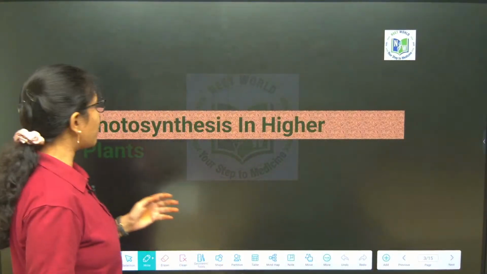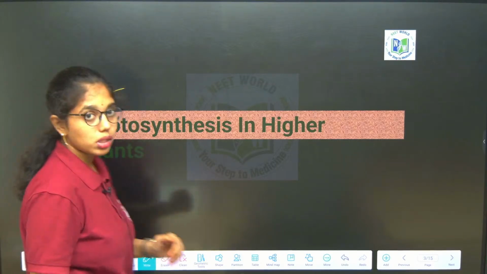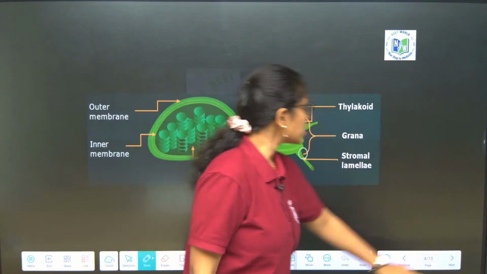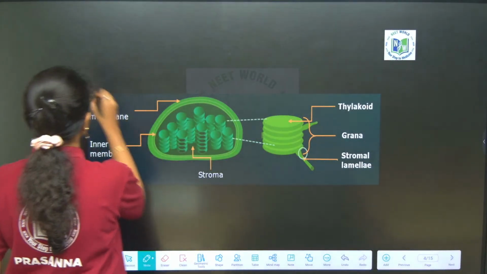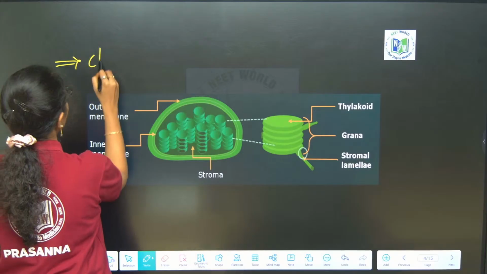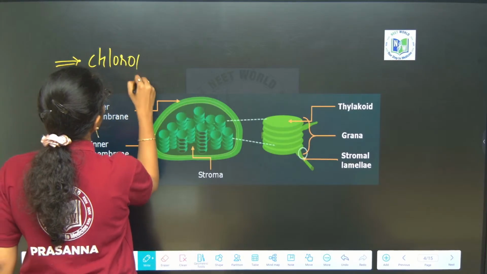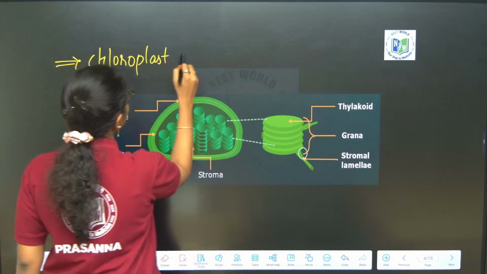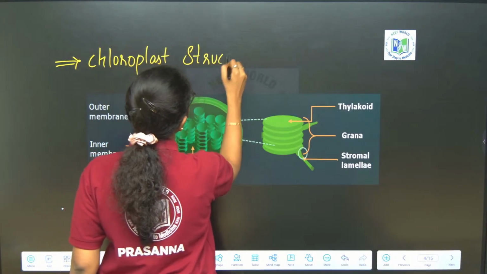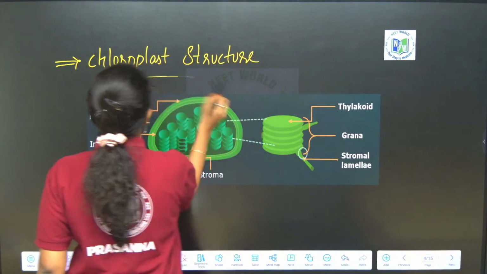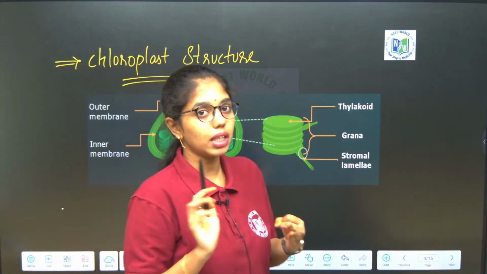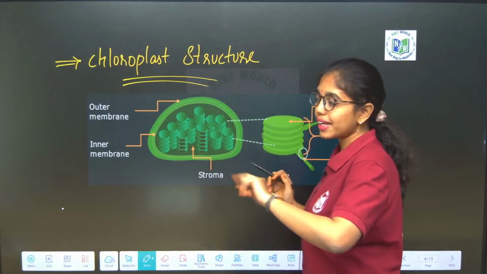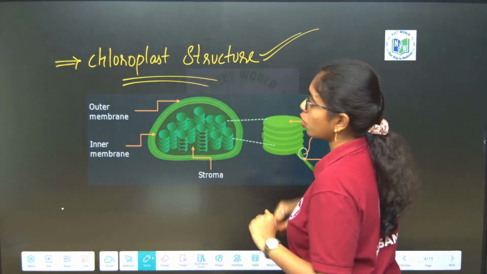So yes, let's begin with the chapter photosynthesis in higher plants. First, today let us learn about the chloroplast structure. Questions will be asked connecting the double membrane bound organelles of the cell, the unit of life, and photosynthesis in higher plants. In both areas we are learning the organelle chloroplast, right?